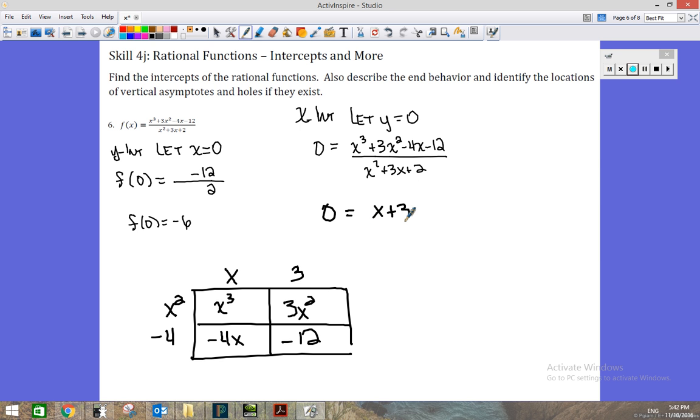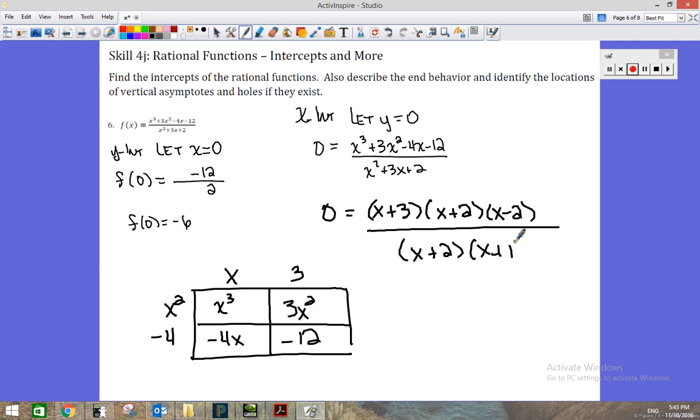x plus 3 times x squared minus 4, which factors to x plus 2 times x minus 2, because x squared minus 4 is just a difference of squares. In the denominator, I've got x plus 2 times x plus 1. That's a plus. Alright, let's get rid of this table now.